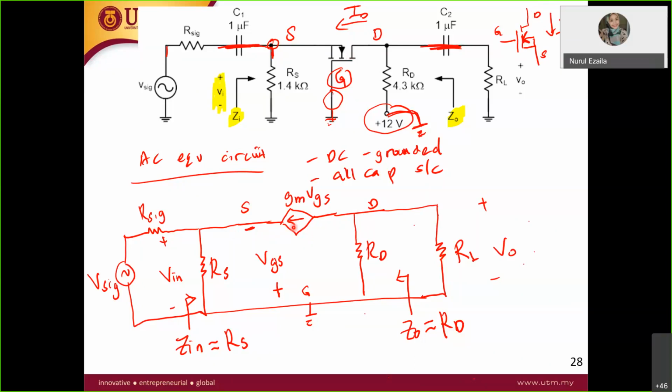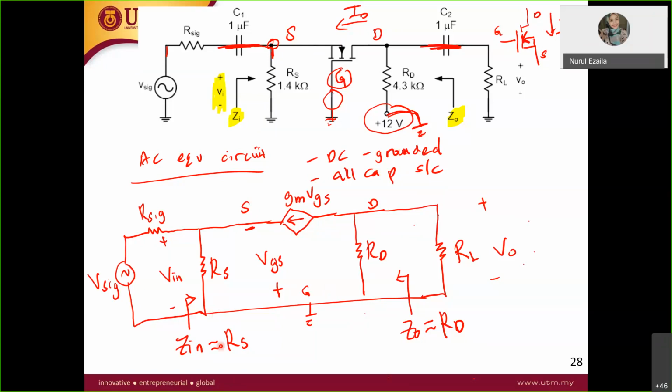Look carefully whether it is NMOS or PMOS. So that defines the arrow of your current source, GM VGS. Same goes to the BJT, whether it is NPN or PNP. So it defines the current source arrow over here. All right, so this is the circuit, same like this one.